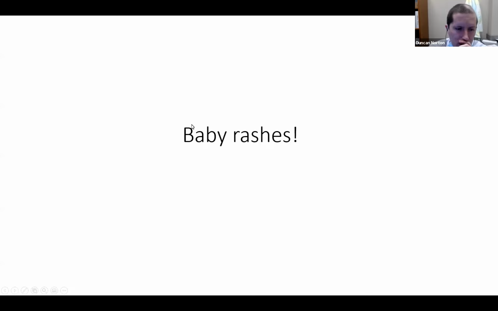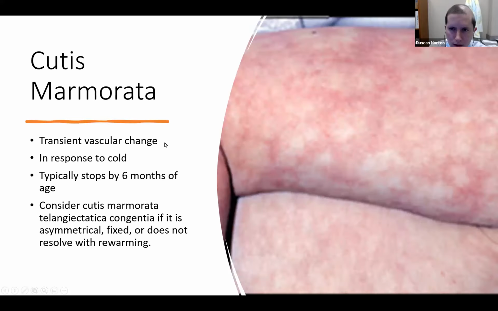So the first thing we're going to talk about is our baby rashes. We all love our babies, but they tend to have lots of different rashes, okay? And it's important that you know what these rashes are. Most baby rashes are going to be normal. There are some pathological ones, but the common ones themselves are going to be normal benign rashes.